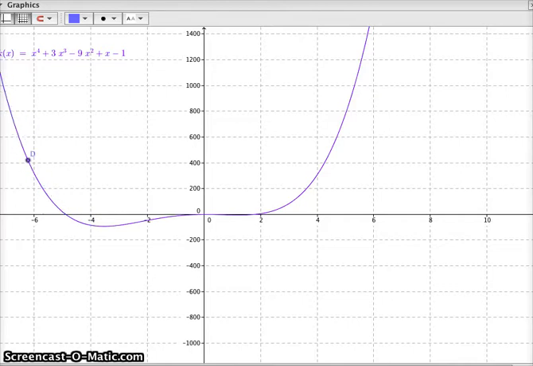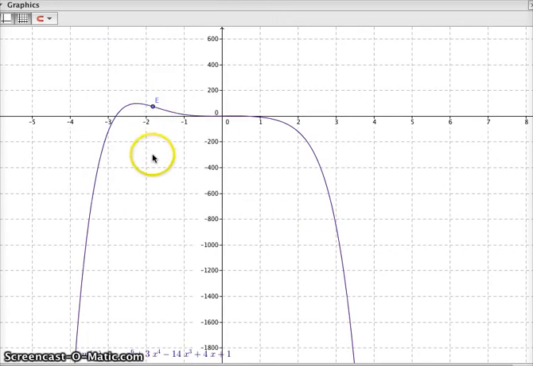Okay, let's look at another example. As you can see here, my degree is 6, so it's an even degree. My leading coefficient is negative. In this case, as x gets large, the function gets infinitely small. It goes to negative infinity, correct? And as x goes to negative infinity, so does the graph. It goes to negative infinity.